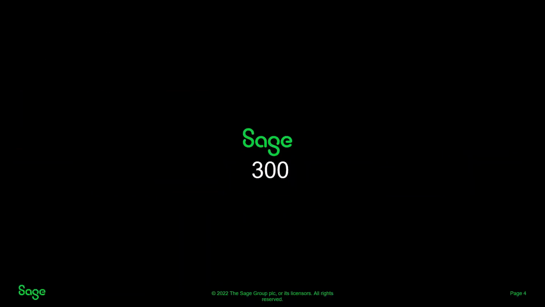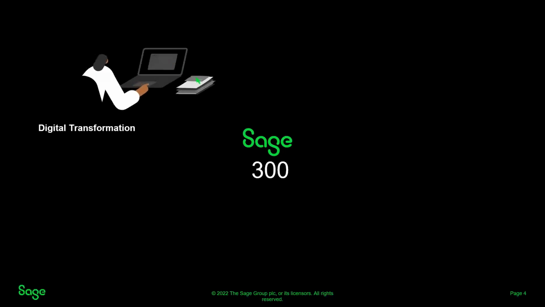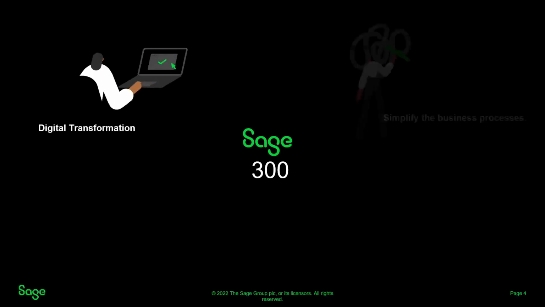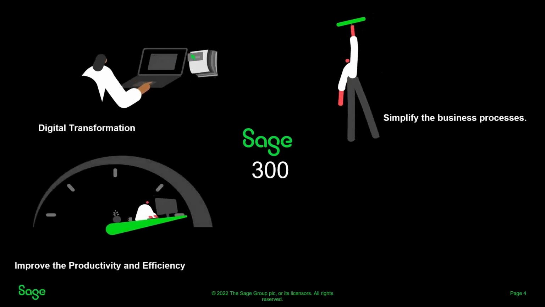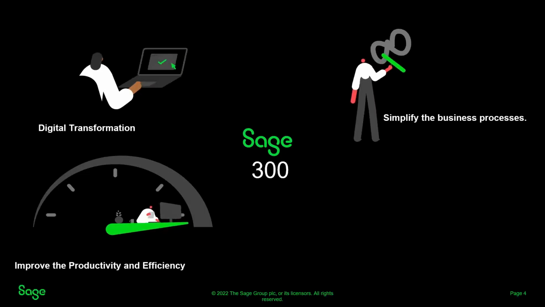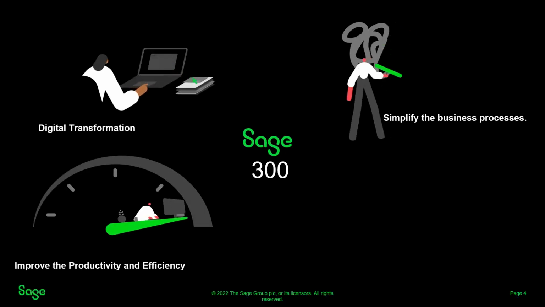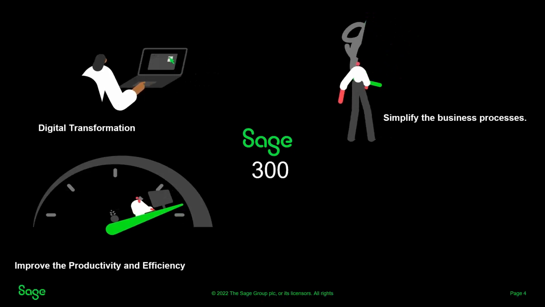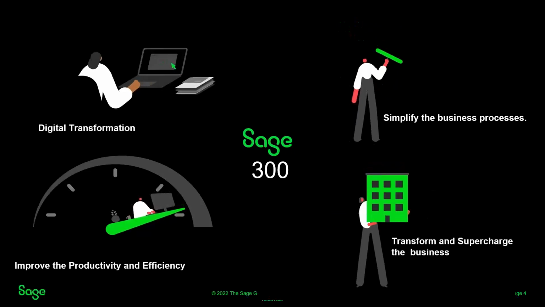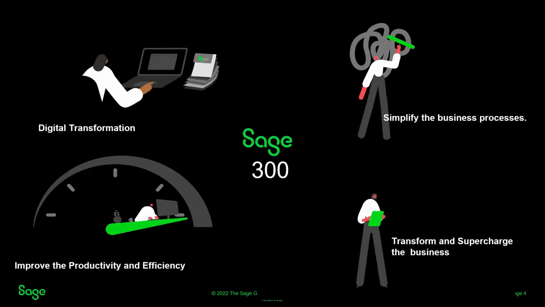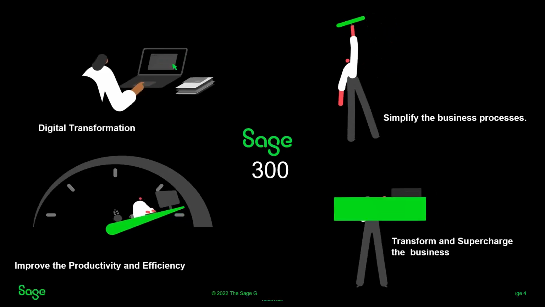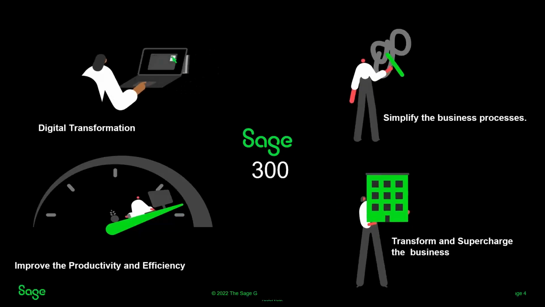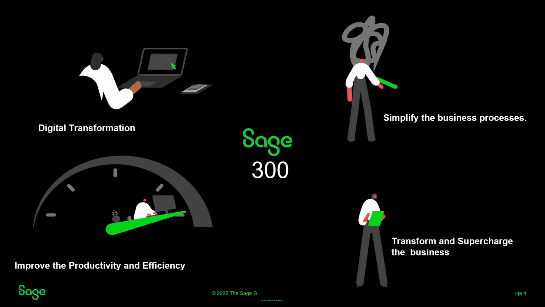We're going to cover some of the key themes for the upcoming webinar. We talk about digital transformation and how to simplify business processes. We also want to make sure that the whole finance and accounting team and your business operation are able to improve productivity and efficiency. We also want to help each company to transform and supercharge the business for the overall year, whether it's calendar year or FY. We as a team are moving together.